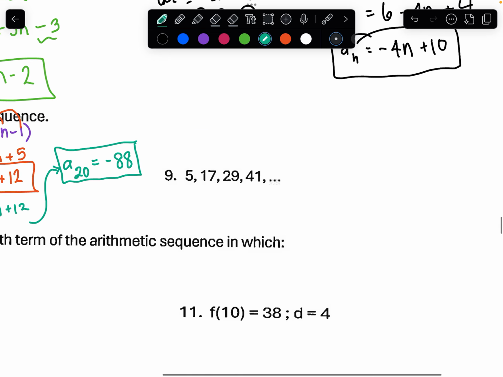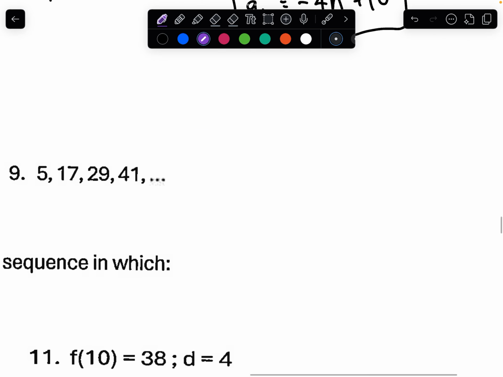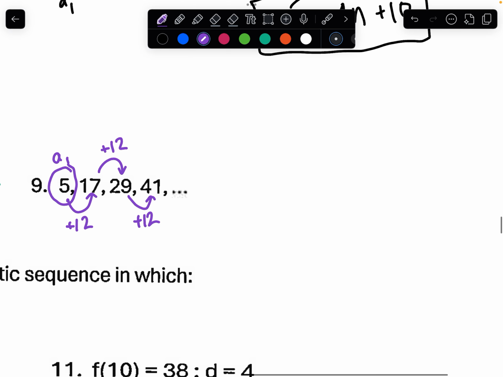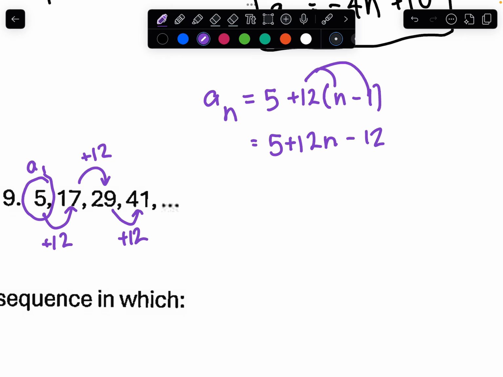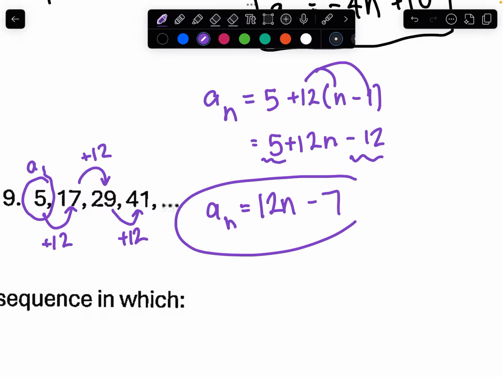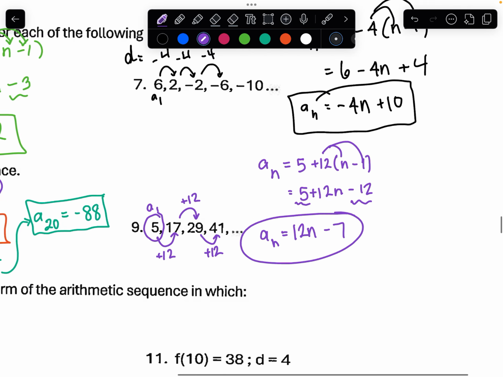Okay, so let's now try number 9. For number 9, again, we have our first term. We see that we are adding 12 every single time. If you second guess yourself, again, you have access to that calculator. Use it. So our first term plus our common difference times n minus 1. Distributing in gives us 5 plus 12n minus 12. Finishing by combining like terms will give us 12n minus 7. And again, we can't forget that a sub n. You can also use function notation. I'll use it on the next problem.